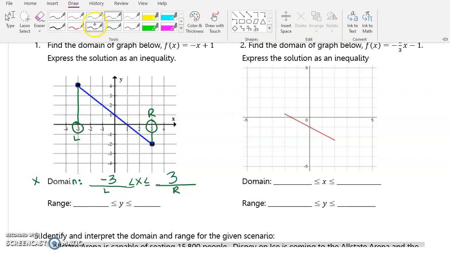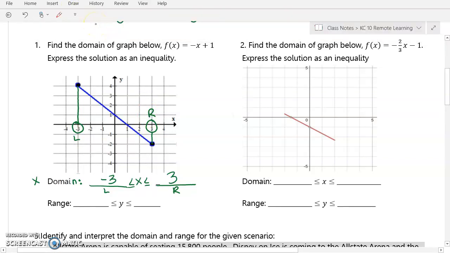The range is almost the exact same process except we're looking at the y-axis. So for the y-axis, we have negative 2 and positive 4. So the way we do the range, we're going to go from bottom up. So the bottom number was negative 2. The top number was 4. And that's how you find the domain and the range.